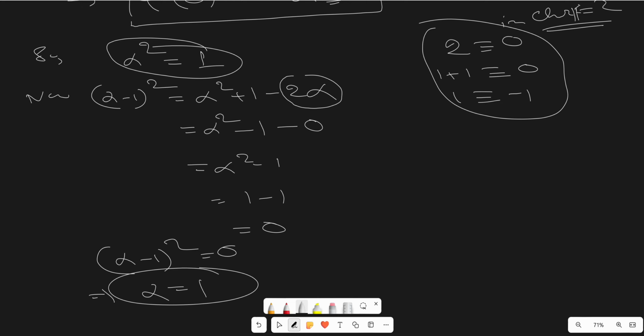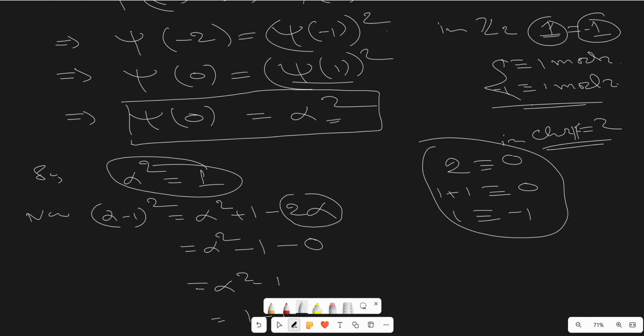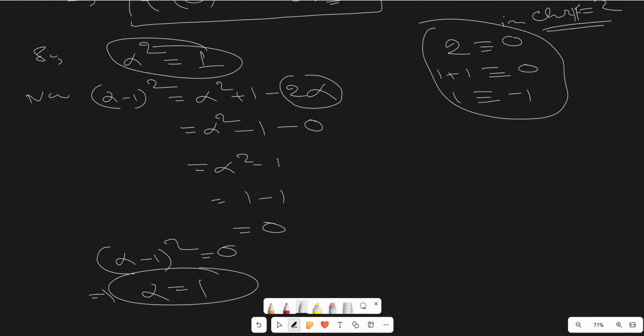So alpha minus 1, see, alpha square is 1. I've just written here alpha. So alpha minus 1 whole square is 0. That means alpha has to be equal to 1. From here you can see, right? So this has to be equal. There is no other choice.